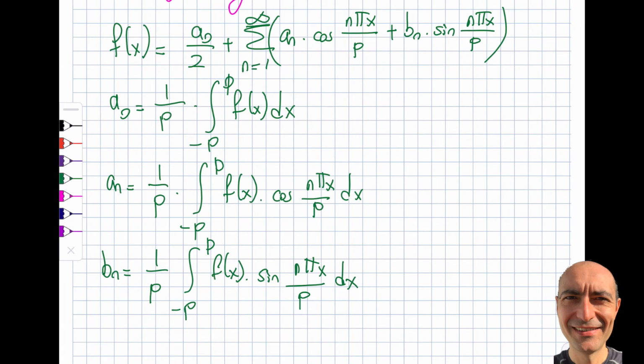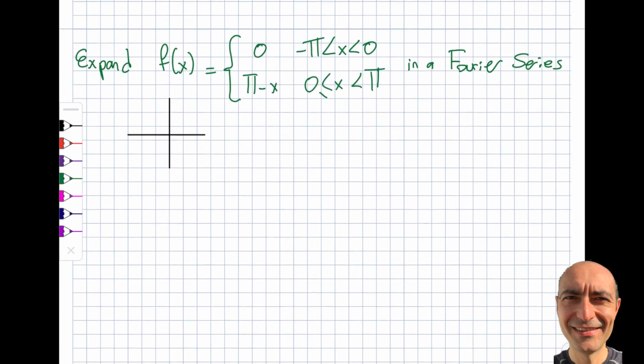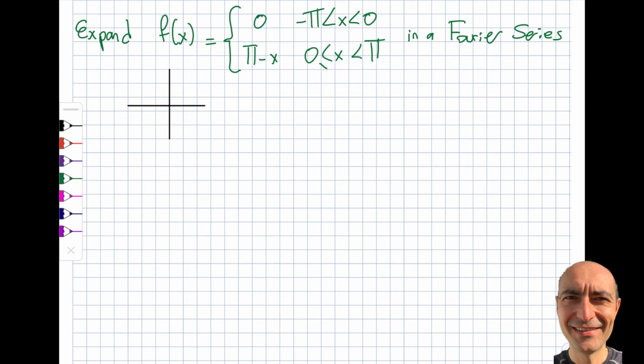I need to get a0, I need to get an, I need to get bn. So once we have these, the process is more like integration and some trigonometric identities, and doing our best to come up with these Fourier series coefficients. But I want to understand what this function looks like at first.